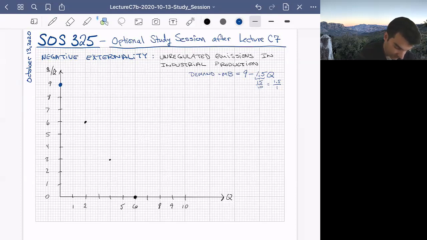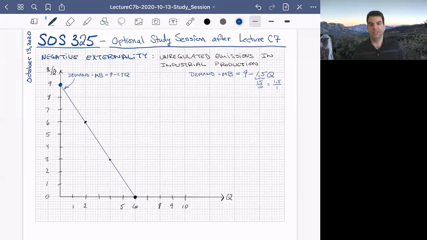I can then connect all of those, like so, and that is my demand curve, which in this case we're just assuming is equal to the marginal benefit curve, which again is 9 minus 1.5Q. All right, so that's the review of how to draw those.